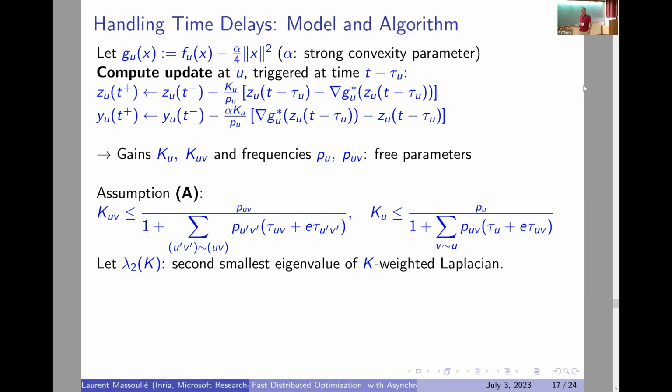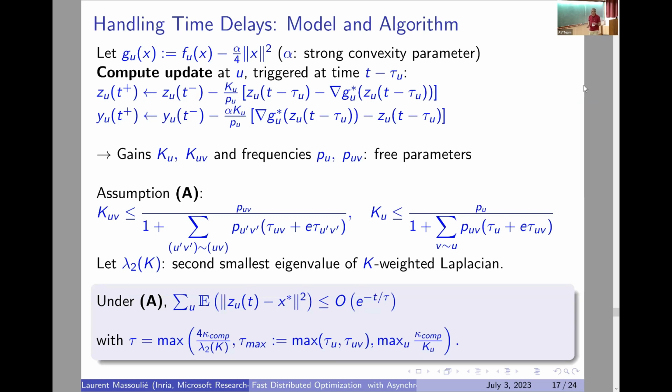Once we enforce those conditions, we'll be able to have a result. And this will be expressed in terms of the second smallest eigenvalue of the Laplacian of our graph, weighted with the gains K_UV, okay? And so the result looks like this. We have, again, exponential convergence of our variables to the optimal model with a characteristic time that does depend on this lambda 2 of K quantity.